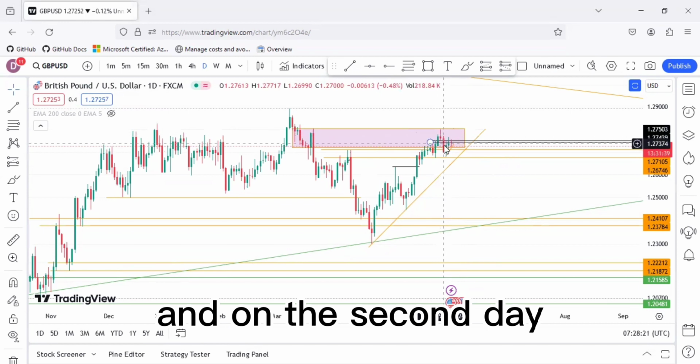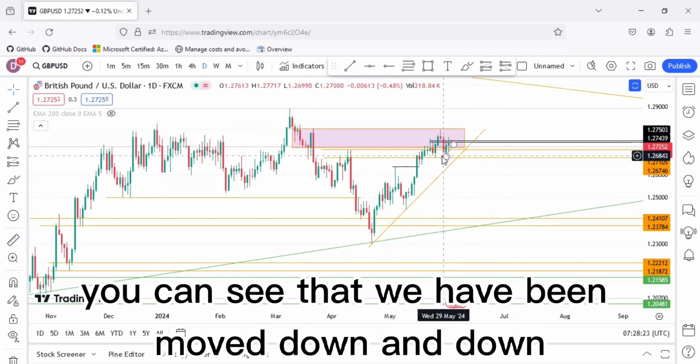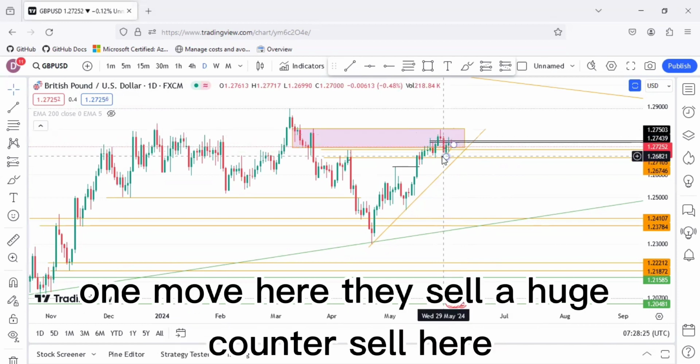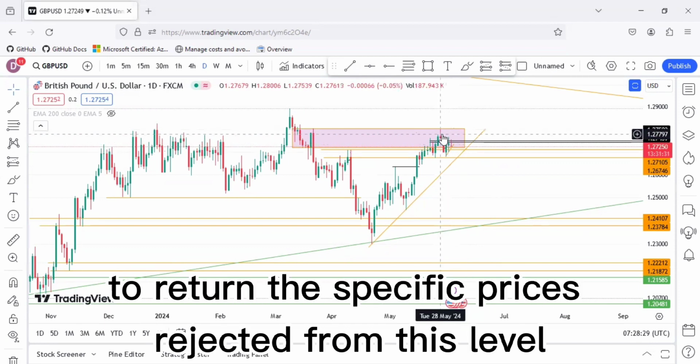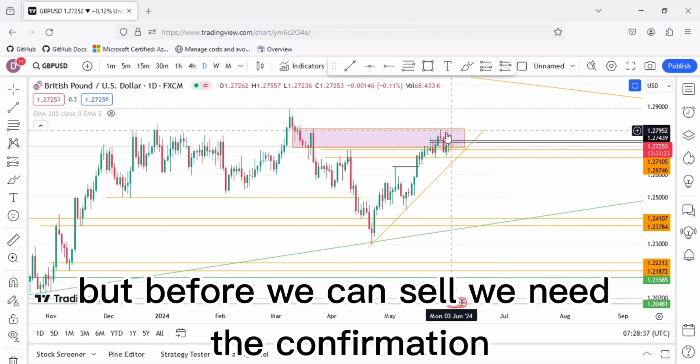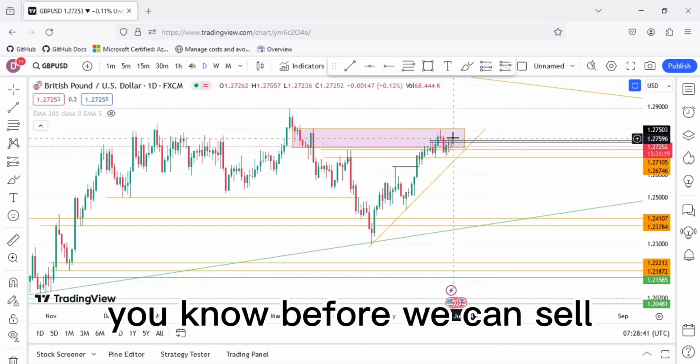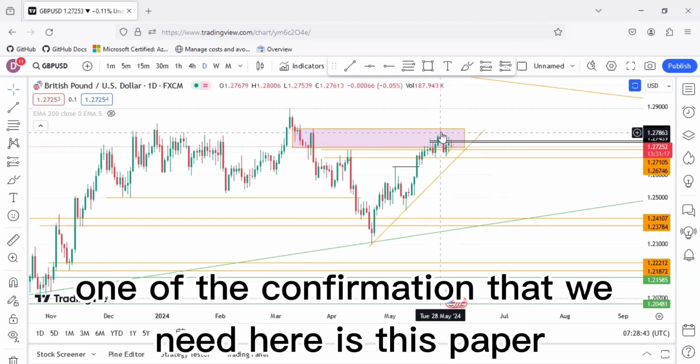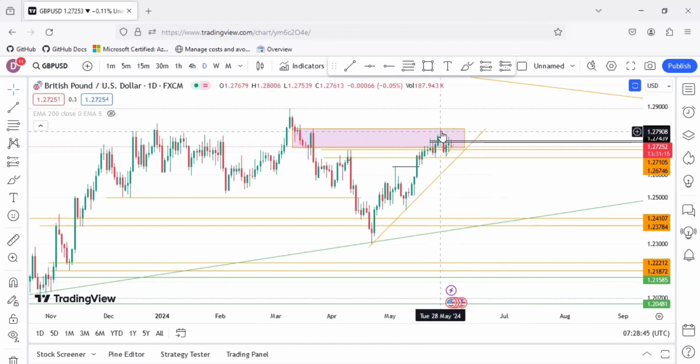And on the second day, you can see that we have a downward move here, a huge sell candle, and it's on the retracement again to retest this place. So if the price is rejected from this level again, that means we're going to sell. But before we can sell, we need a confirmation. One of the confirmations that we need here is this pin bar to show that we're going to sell.